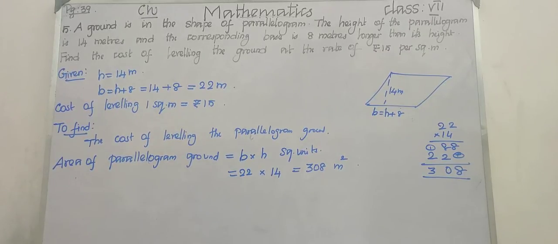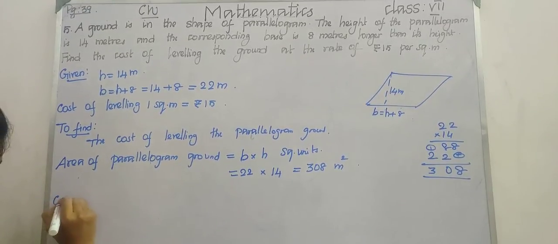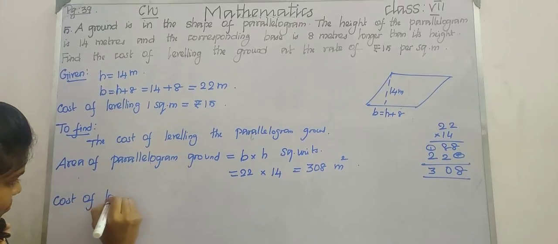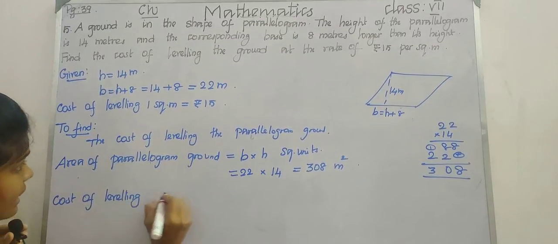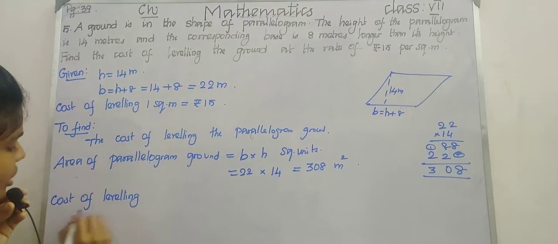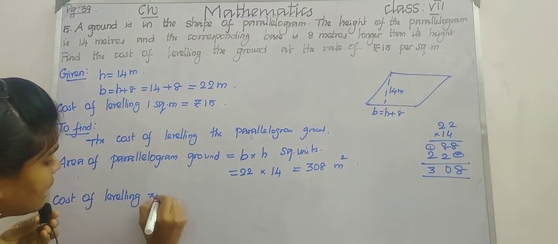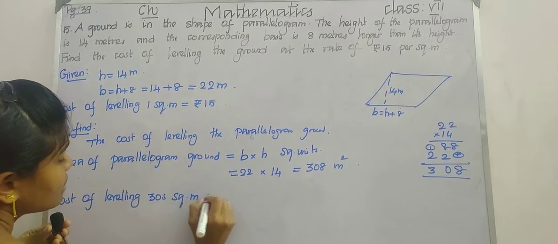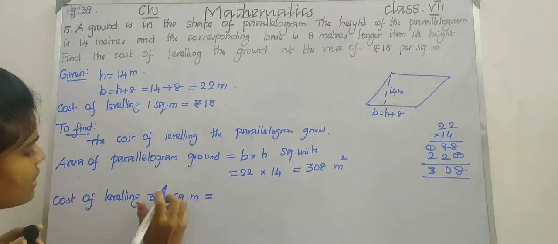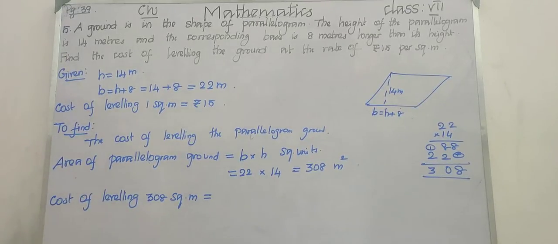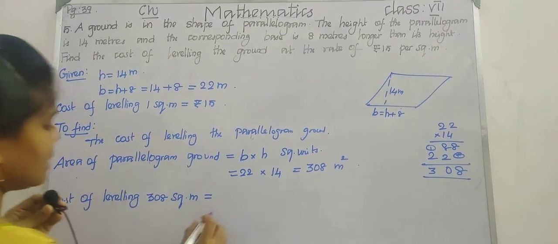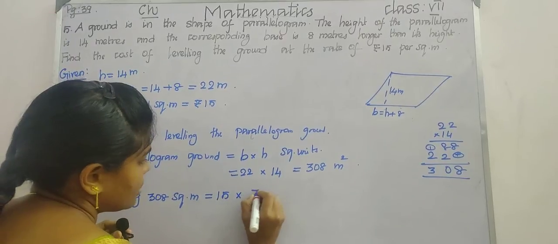Now you are going to find the cost of leveling 308 square meters. The cost of leveling 1 square meter is given, right? So how will you find the cost of leveling 308 square meters? We need to multiply 15 into 308.